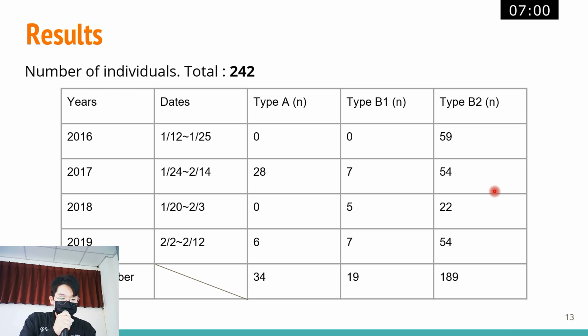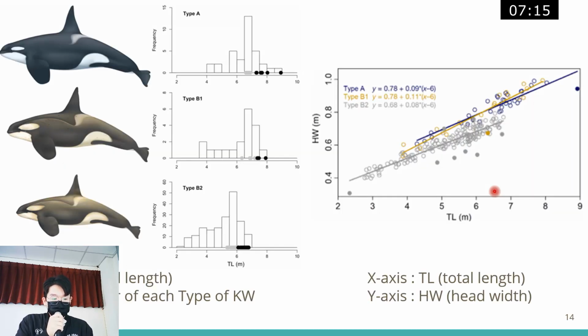And the results: this is a table of the total number of each ecotype. The total number of type A is 34, type B1 is 19, type B2 is 189. The left chart shows the relationship between body length and numbers. The x-axis is total length, and the y-axis is the number of each type of killer whale.